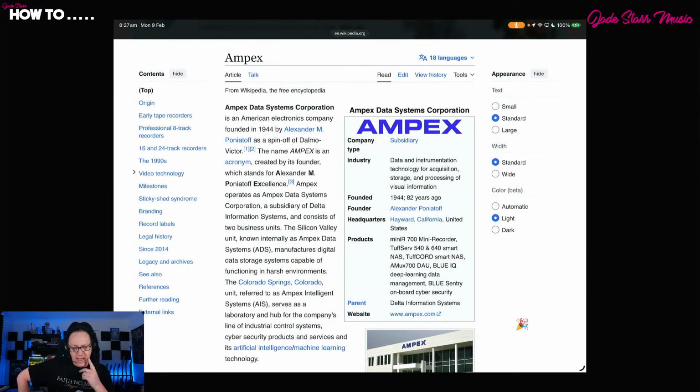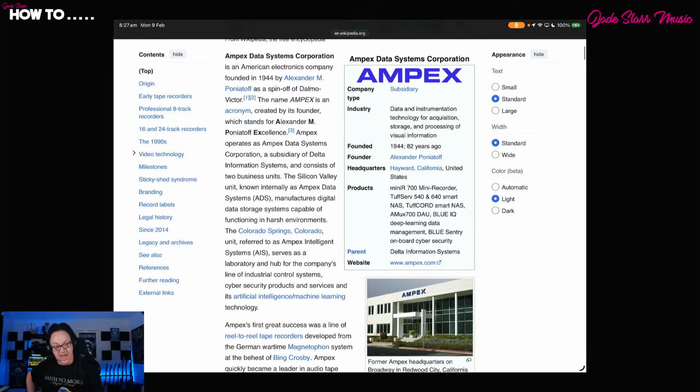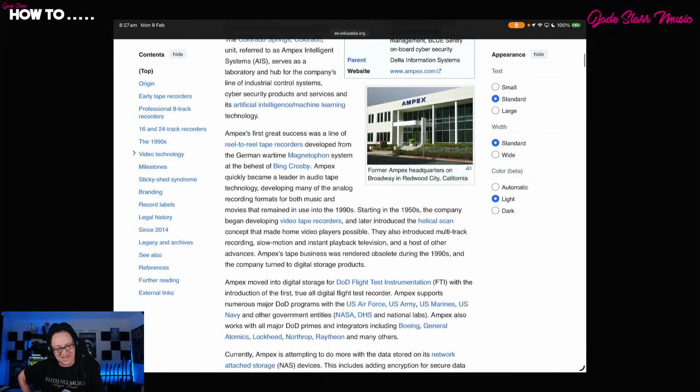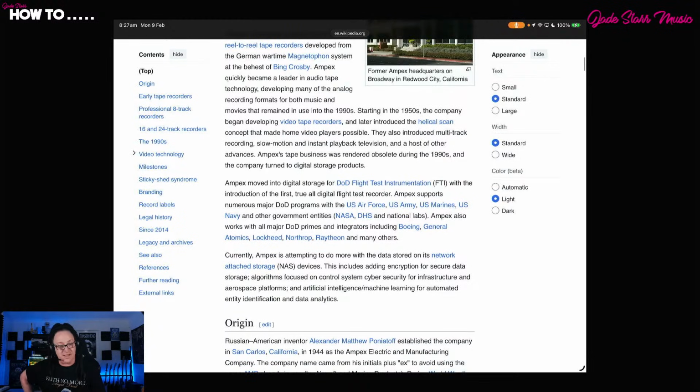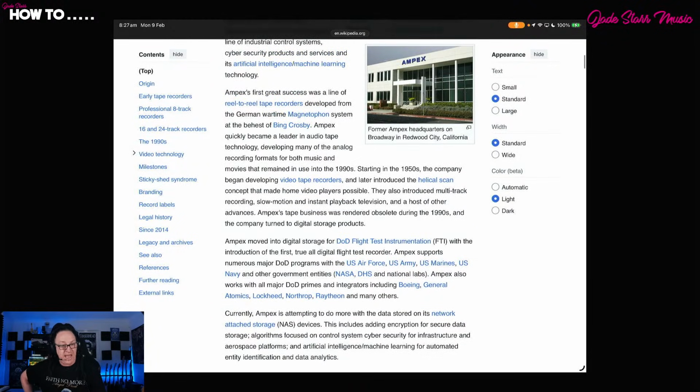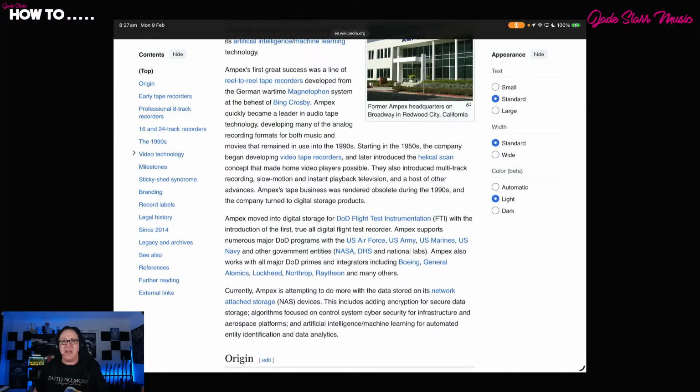Let me get to where I want to get to down here with tape players. So starting in where are we? Here we are. Ampex's first great success was a line of reel-to-reel tape recorders developed from the German wartime magnetophone system at the behest of Bing Crosby. You're going to hear some names, right? Because musicians had a lot to do with this. Musicians have always had a lot to do with technology.